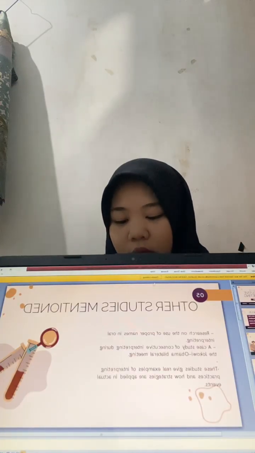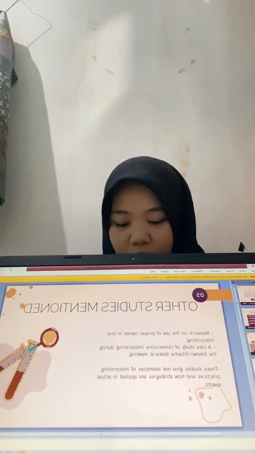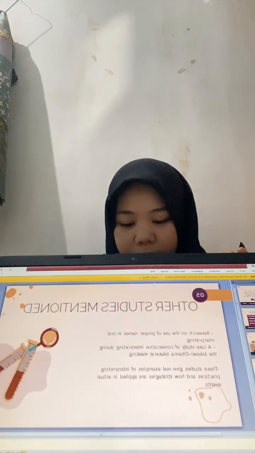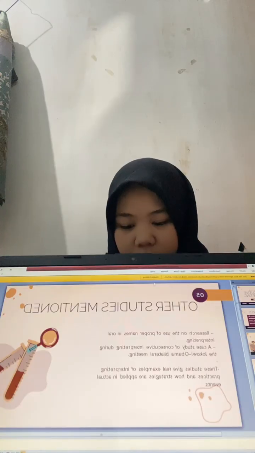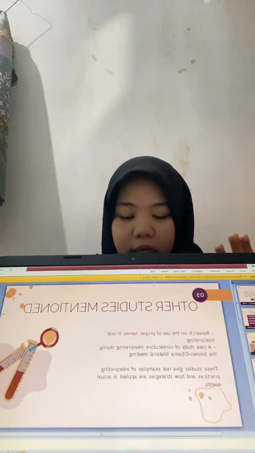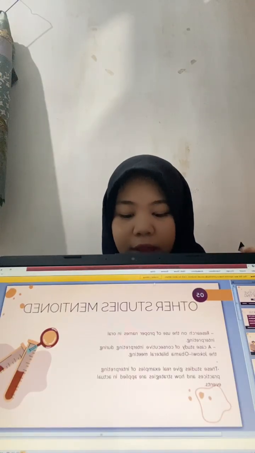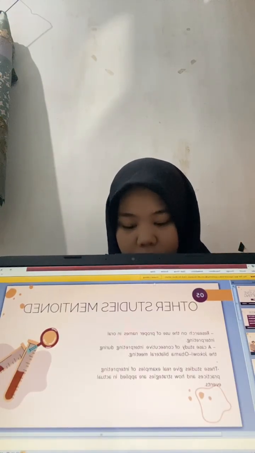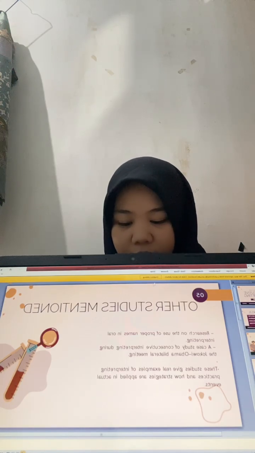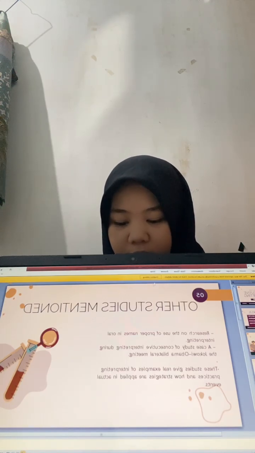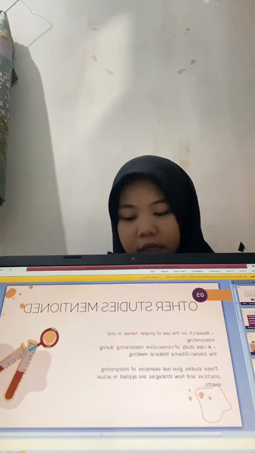And number two, a case study of consecutive interpreting during the Jokowi-Obama bilateral meeting, focusing on the interpreted text from Joko Widodo and Barack Obama. And the last, the studies give a real example of interpreting practice and how strategies are applied in actual events.